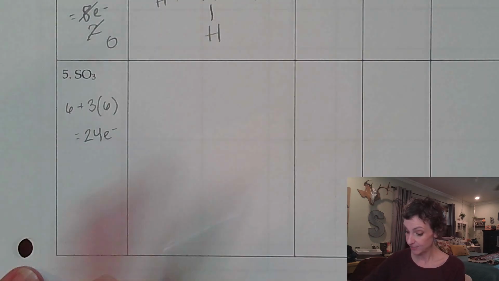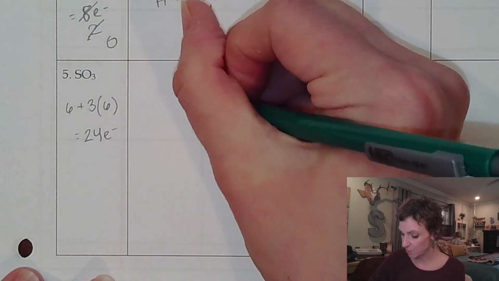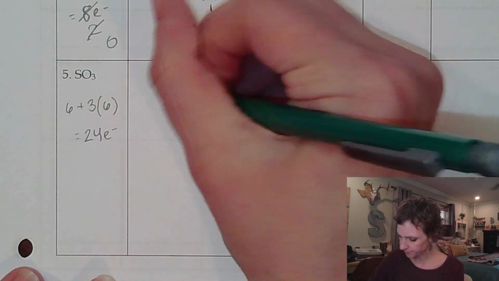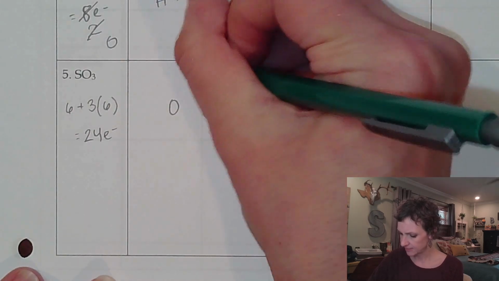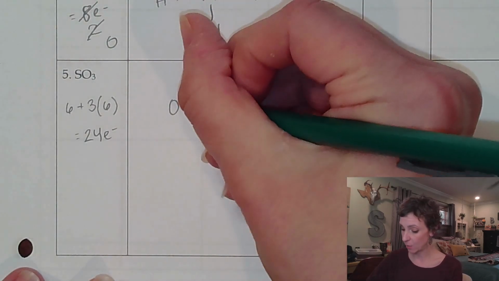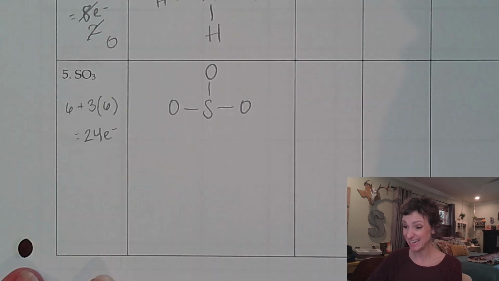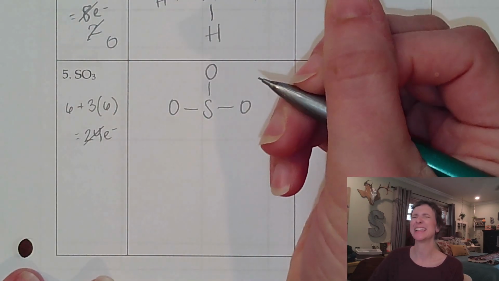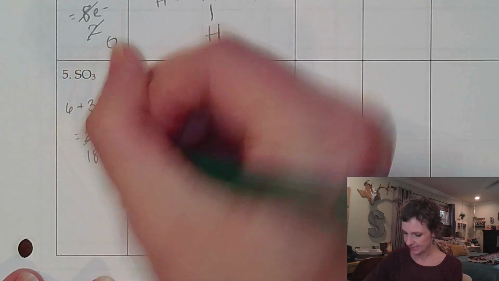So we have sulfur's going to go in the middle because I have only 1 of him. And then we will do my oxygens on the outside. Yep. Connect everybody up to the central atom using a pair. 1, 2, 3, 4, 5, 6, right? So I've used up 6 electrons, and that means I'm at 18.